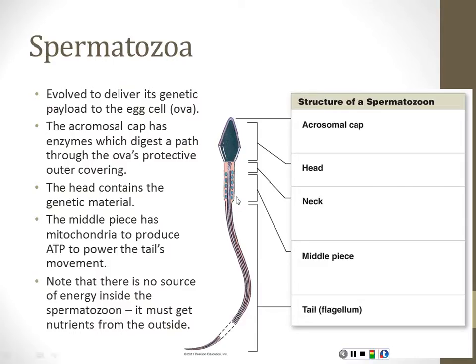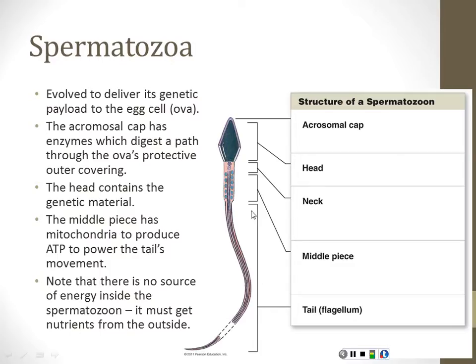The neck essentially connects the head to the middle piece, so it doesn't have a specific function. The neck, though, is kind of the engine of the spermatozoon. The neck is full of mitochondria, and those mitochondria are going to produce ATP to make this tail, or flagellum, do its thing, which is kind of a twisting and rotating motion at the same time to propel this spermatozoon in a relatively straight line, okay? So, very lean. You don't see much in the way of extra material in this cell.